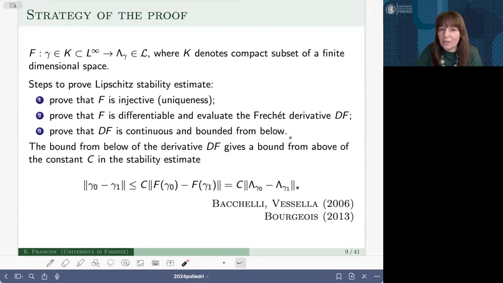This is not the only way in which you can proceed. There is another suggestion in this paper by Bourgeois, who observes that if you only prove that the Frechet derivative is injective, since you are on a compact subset, then you have a Lipschitz stability estimate. But in that case, you are not able to give some estimate of this constant. So we will try to follow the direction of the Bacchelli and Vessella paper.